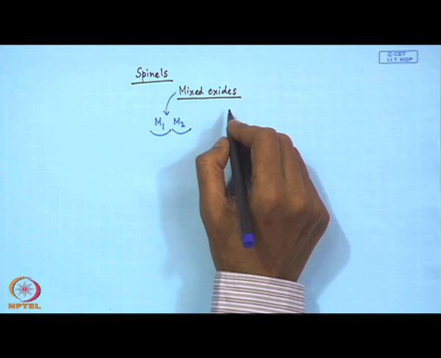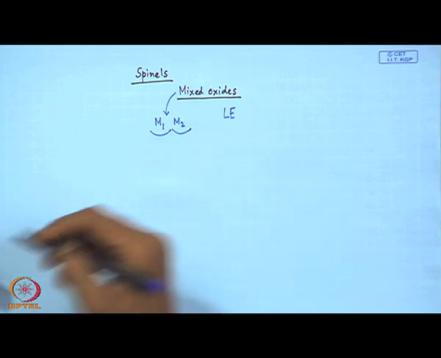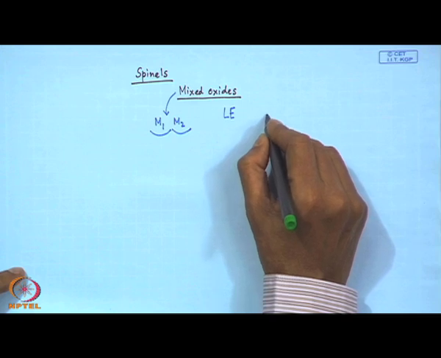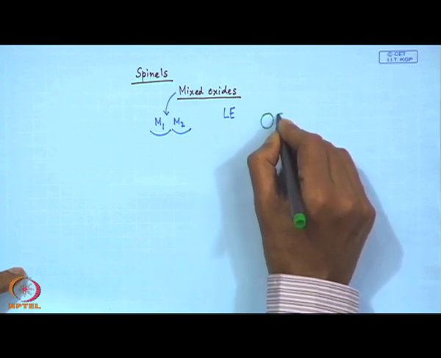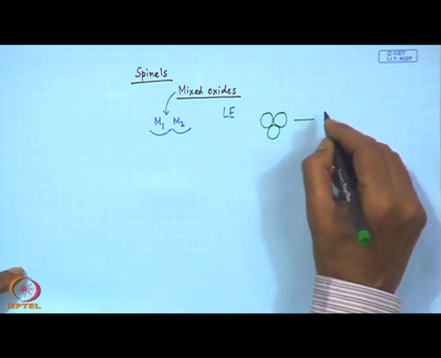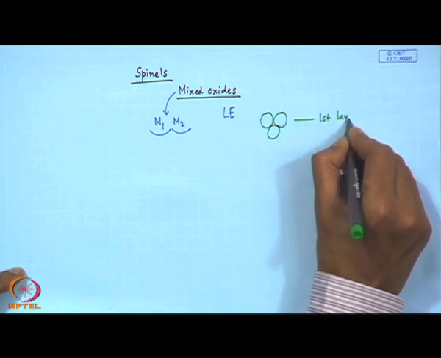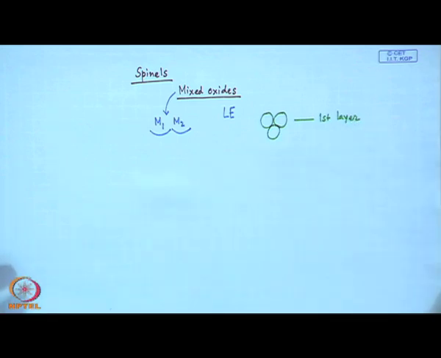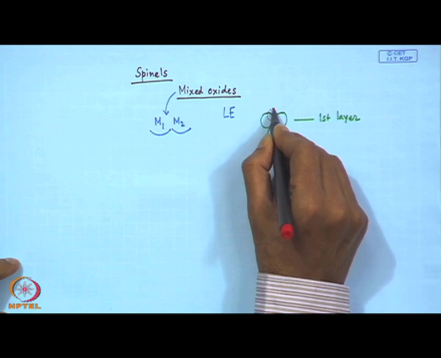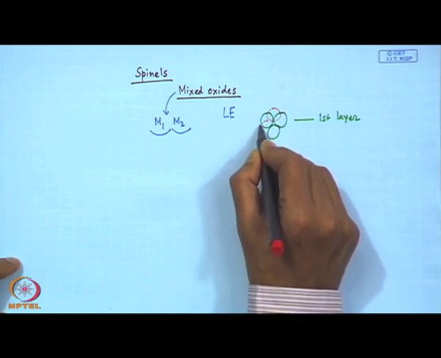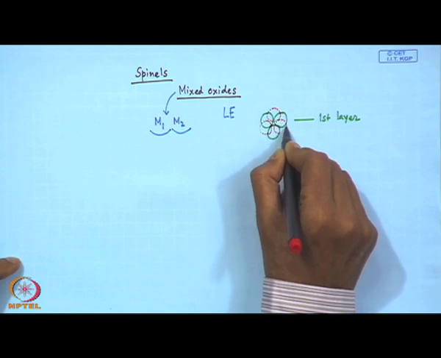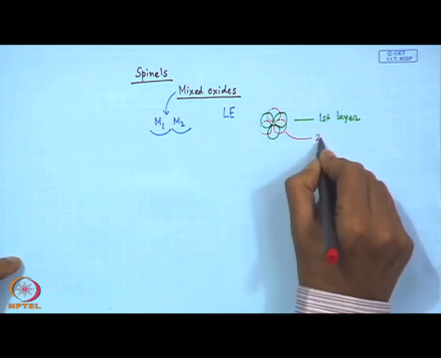But before that, when we are talking about the lattice energy values, we have seen that the typical spheres were available, and if we have the close packing of these spheres, so this is one layer, which is the first layer, and next if we have these red circles as the second layer, these are the second layer.